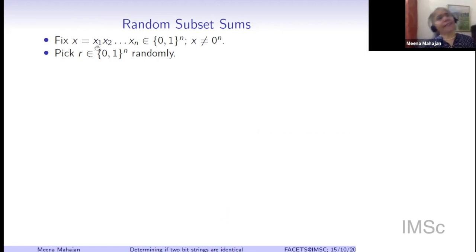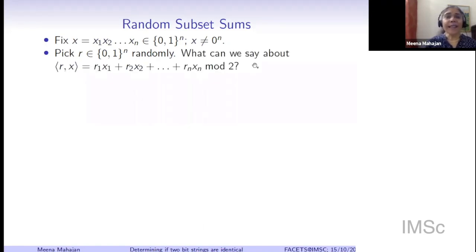So let's fix any x of this form, x1 to xn. Any x as long as it is not all zeros. That's important. Fix any x which is not all zeros. Pick an r also of the same length, a random string r of length n, completely at random. And now I want to know, what can I say about this quantity? R1 x1 plus R2 x2 plus and so on plus Rn xn mod 2. So I look at this inner product of R and x and I want to know, is that odd or is that even? How often will it be odd? How often will it be even? How does it depend on x?